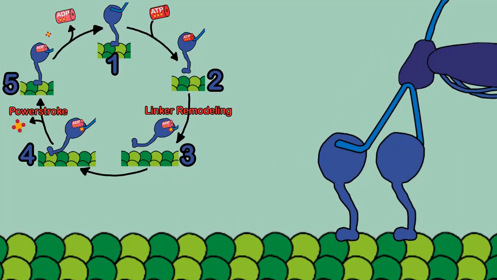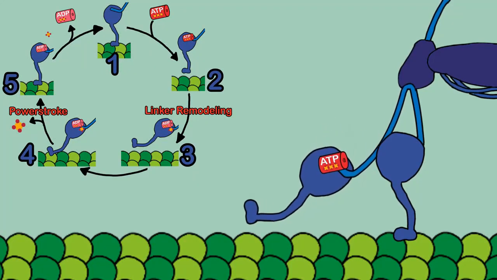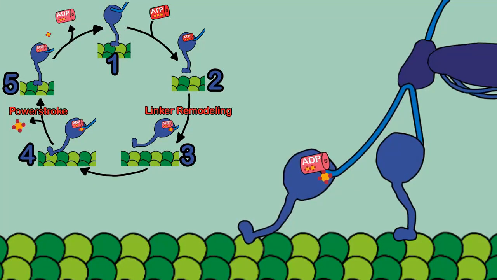As the first step in the mechanochemical cycle of Dynein, ATP binds to Dynein and induces rapid dissociation from the microtubule. Remodeling of the linker extends the search range of the microtubule binding domain along the microtubule. After hydrolysis of ATP to ADP and inorganic phosphate, the motor domain is thought to engage a new binding site on the microtubule, initially via weak interaction.